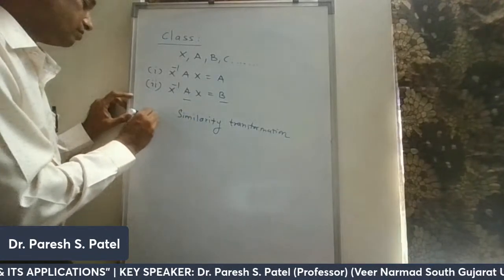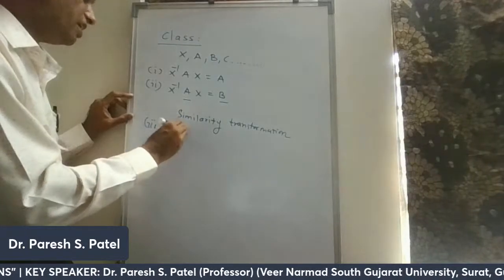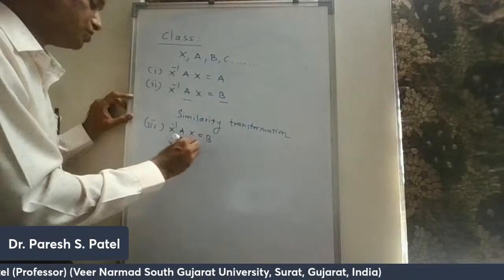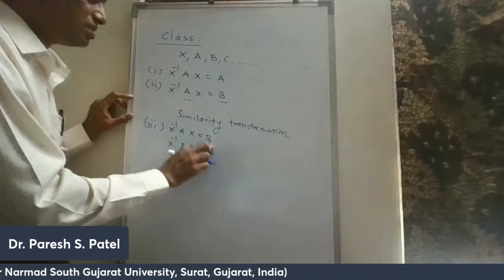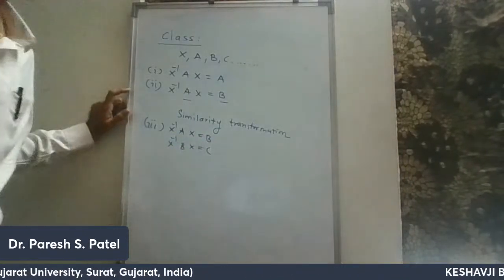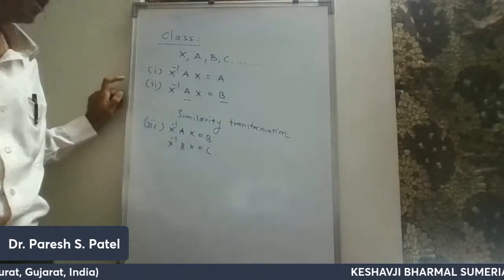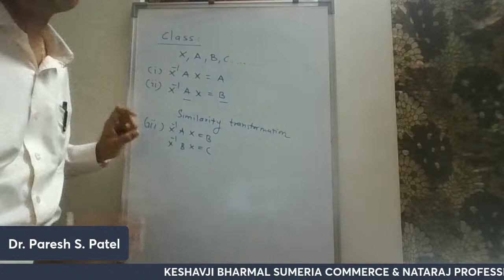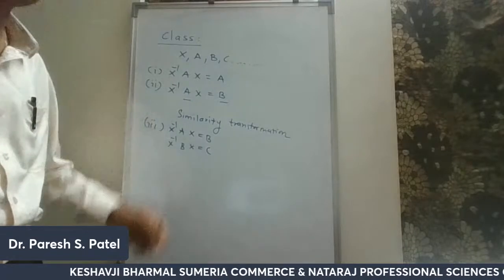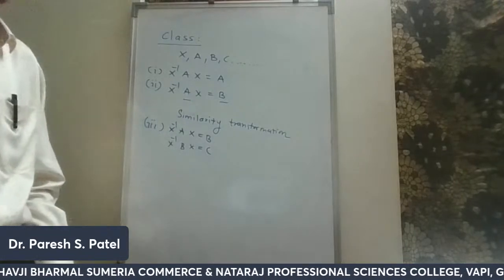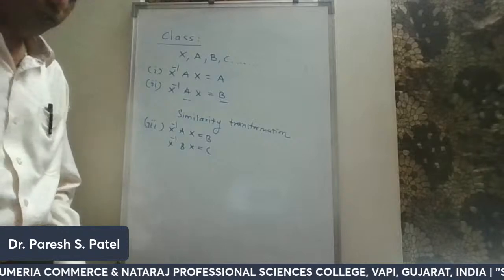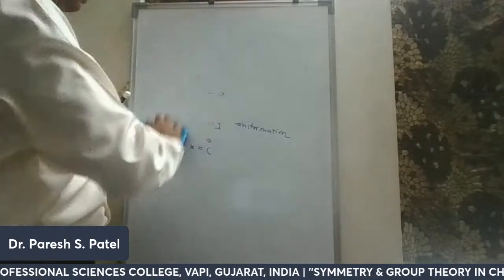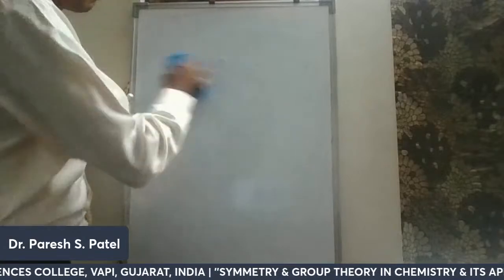Third one, X inverse A into X is equal to B and X inverse B into X is equal to C. It means A, B, C are conjugate to one another to form a combined class. With the help of these 3 conjugate properties, we can assign the classes of any molecule. So, dear students, let us start with the first example of the water molecule.